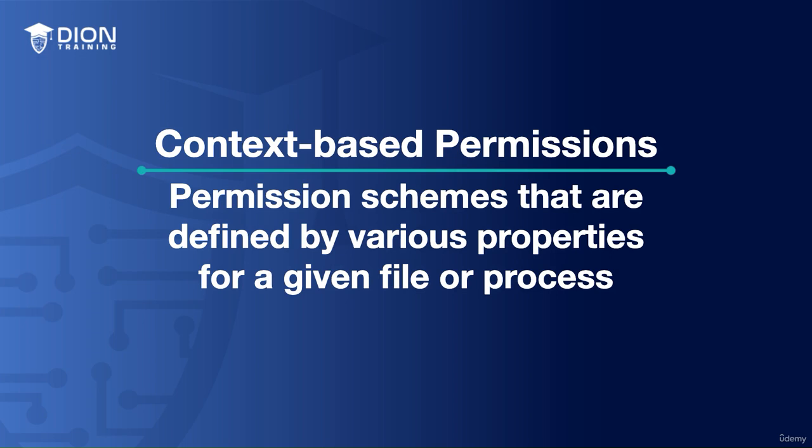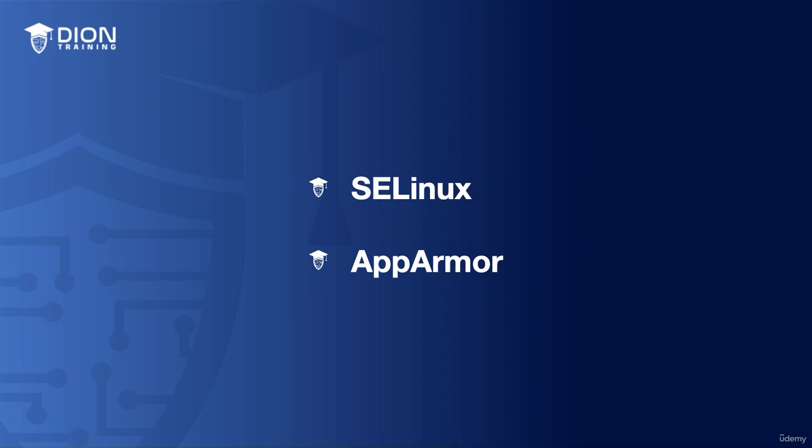Now, context-based permissions refer to permission schemes that are defined by various properties for a given file or process, and it uses those properties together rather than in isolation to determine whether to grant or deny access to a given user. In Linux, there are two main context-based permission schemes available, namely SELinux and AppArmor. Both of these context-based permission schemes leverage MAC to do their work.